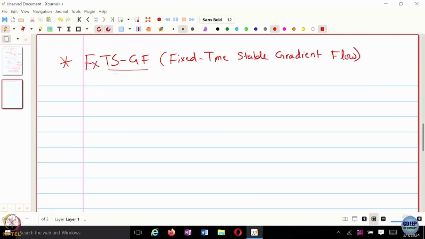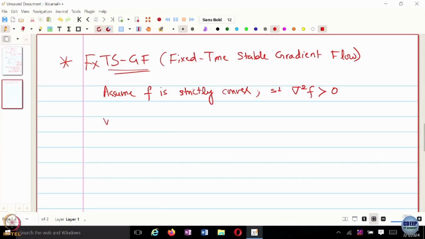Okay. So suppose I want to design a fixed time stable gradient flow, and we assume F is strictly convex. In the last lecture, we looked at the case when F was strongly convex, and we were able to design a fixed time stable gradient flow for that. But what if F is strictly convex? What kind of algorithm would work? Let's say F is strictly convex such that the Hessian of F is positive definite. The question is, we want to design a gradient flow which converges in a fixed amount of time.